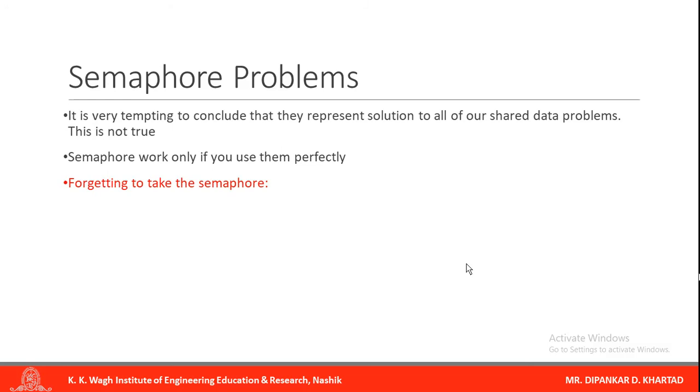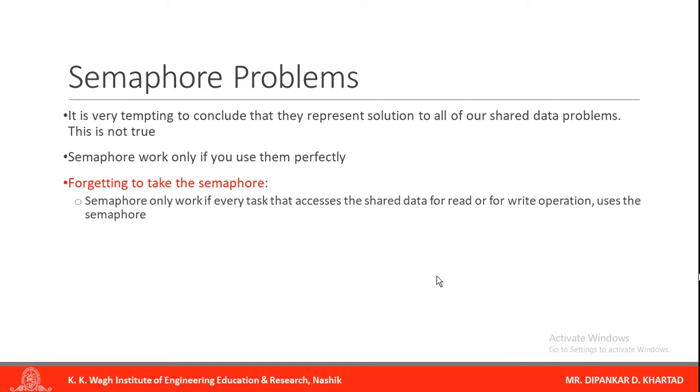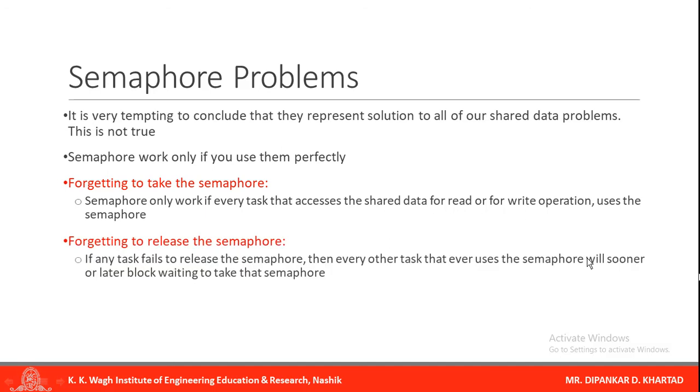First is forgetting to take the semaphore. That is one problem. The semaphore only works if every task that accesses this shared data for read or for write operation uses the semaphore. Second is forgetting to release the semaphore. That is also one problem. If any task fails to release the semaphore, then every other task that ever uses the semaphore will sooner or later block waiting to take the semaphore.